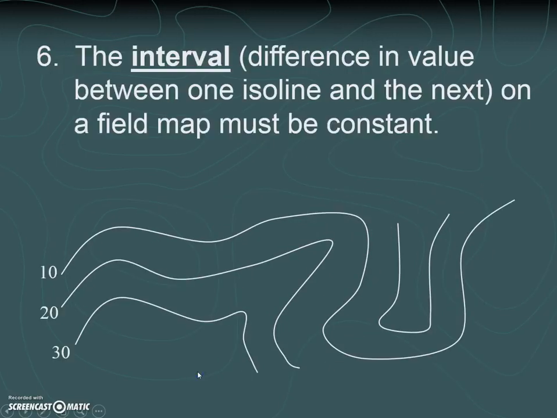And the last rule is that the contour interval, okay, so the interval is just the difference in value from one isoline to the next one. The interval between them must be constant. So if these two lines have an interval of 10, it means all the lines on the map have to have an interval of 10. It's just like when you're making a graph and you start numbering your x-axis, you have to make sure there's a constant interval between each of the lines that you number. Okay, same thing with field maps and with isolines. You need to use a constant interval.